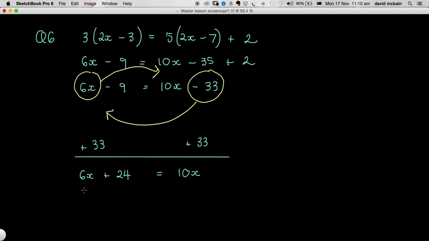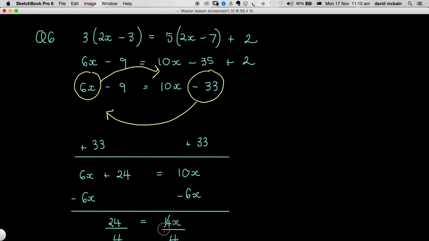So now we need to move the 6x. We're going to move to the right by subtracting 6x from both sides. And clearly on the left we're just left with 24, and on the right we've got 10x minus 6x, which is 4x. The final step is to divide both sides by the number 4 to get that x on its own, and if we do that we can see that x will equal 24 divided by 4, which is 6. So x equals 6. And there we have it.